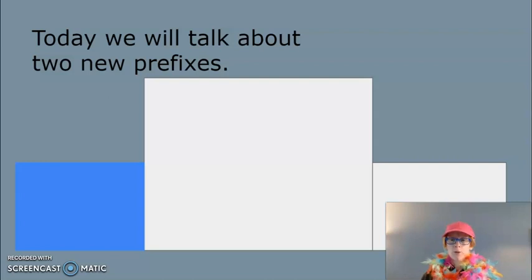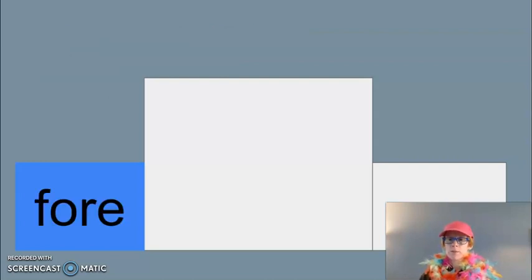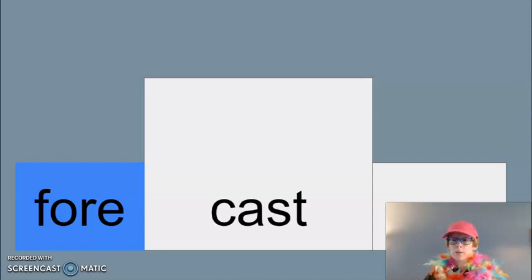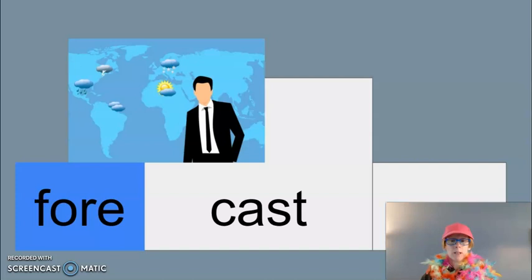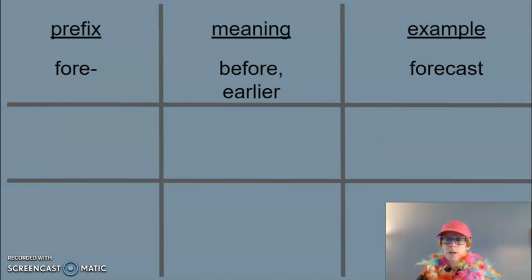Today we will talk about two new prefixes. Fore means in front or before. It can even be a prediction, like in forecast, which is a prediction about what the weather will be like. This happens before the weather actually occurs. Please pause the video to write what we know so far about the prefix fore.